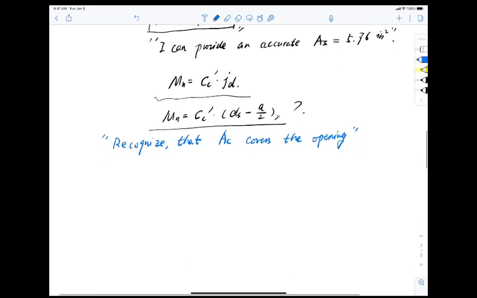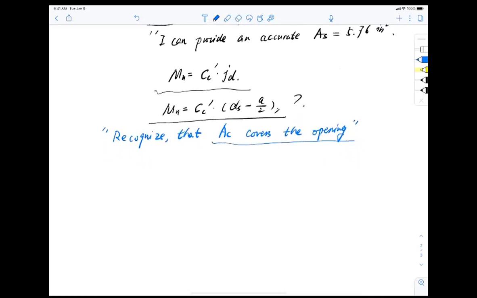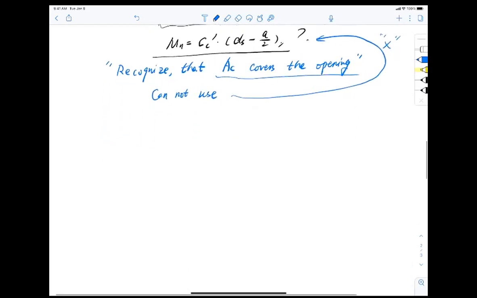All right, so we recognize that Ac covers the opening. So we cannot use this equation anymore. Cannot. So instead, let's examine the cross section.